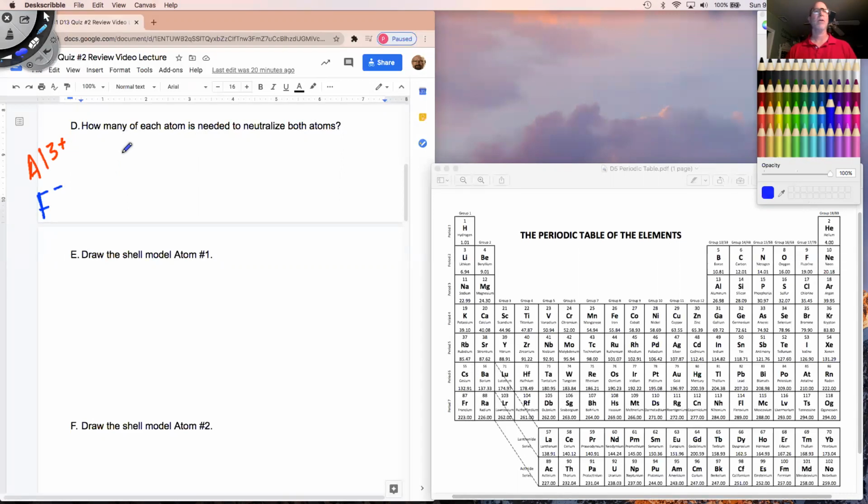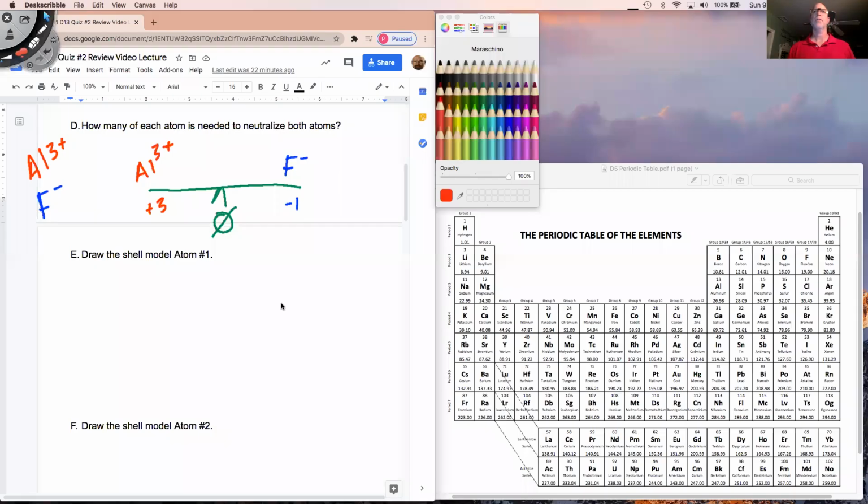So how many of each are needed? Well, remember, the whole purpose of neutralizing is to make the charge come out to 0. So just to save some time, I just got us going with the video. So how many of each are needed? So we drew our little balance beam here. And so we need to make sure that the balance is charged so that we can cancel or neutralize these out to 0. So this side right now has a +3. This side over here has a -1. And so here's the score, +3 to -1.